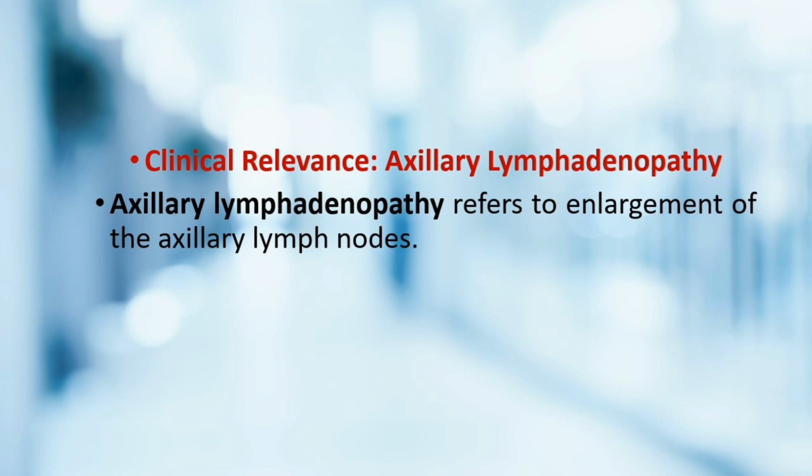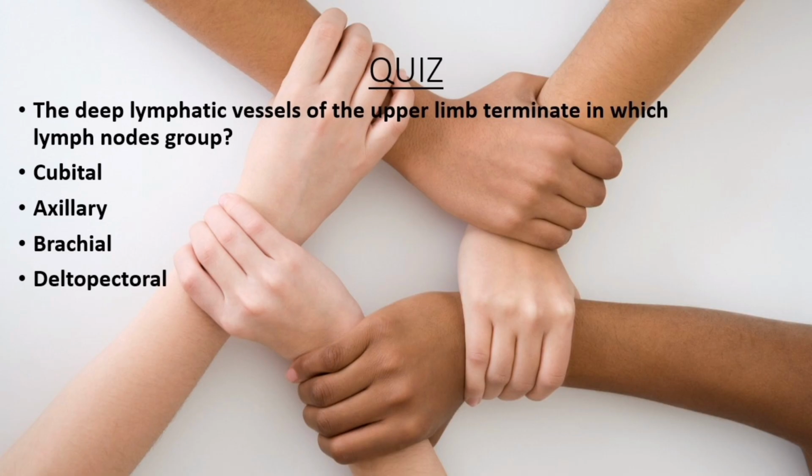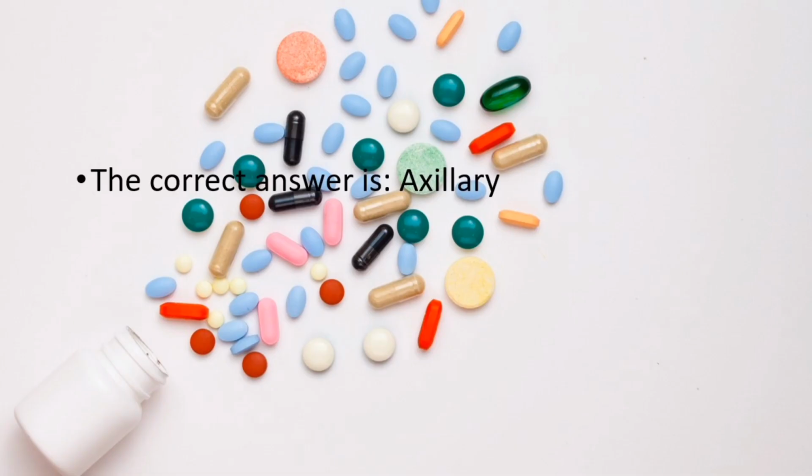Clinical relevance. Axillary lymphadenopathy. Axillary lymphadenopathy refers to enlargement of the axillary lymph nodes. Let's have another quiz. The deep lymphatic vessels of the upper limb terminate in which lymph node group? Cubital, axillary, brachial, deltopectoral. The correct answer is axillary.